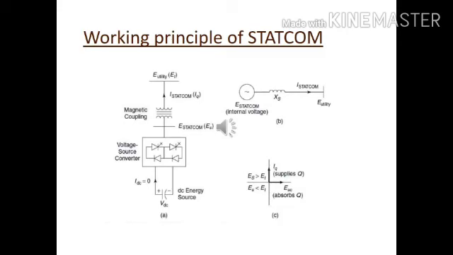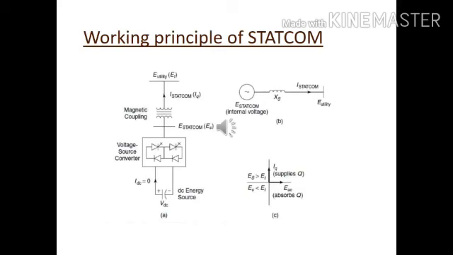It also has two cases. In case 1, the converter can supply real power to the AC system from the DC energy source if the converter output voltage ES leads the utility bus voltage ET in phase angle. Okay, in case 2, the converter can absorb real power from the AC system, which drives the DC energy source, if the voltage ES lags with respect to the utility voltage. Okay, so this is how the working principle of a STATCOM works.